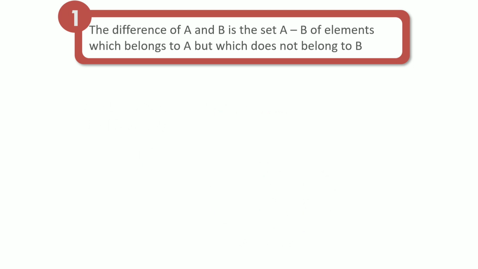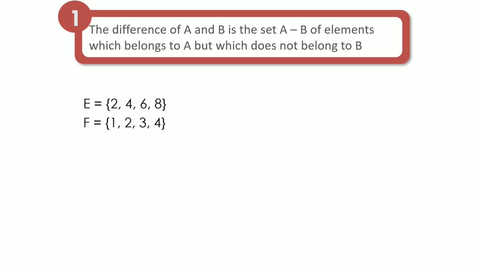Let's have another example. Here I have set E, whose elements are 2, 4, 6, and 8. We also have set F, whose elements are 1, 2, 3, and 4. Now to answer the problem, set E minus F, here's what you need to do. Search for elements that are in both set E and F and deduct those elements from set E.